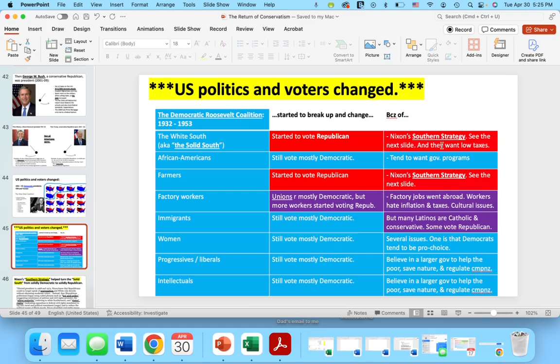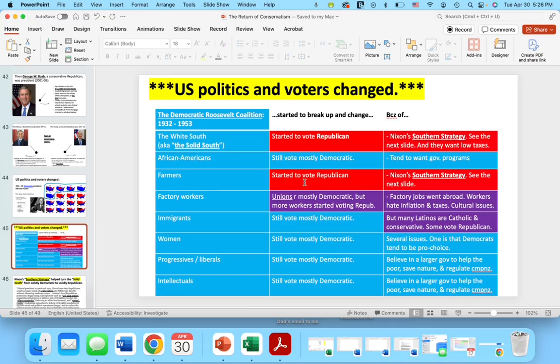Why? Because of Nixon's Southern strategy. I'll explain that next slide. And they want low taxes. African Americans still voted mostly Democratic. They tend to want government programs. I'm generalizing here about big groups, so there are always problems with generalizations.